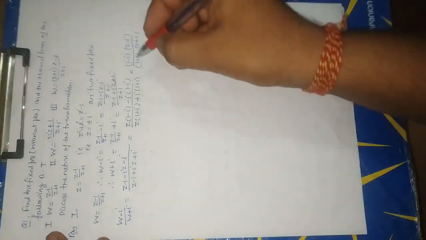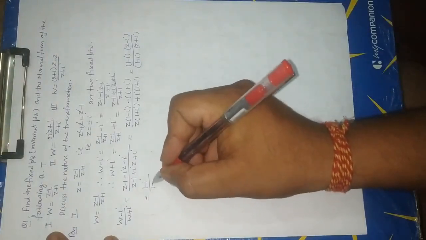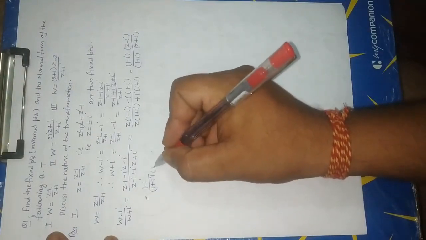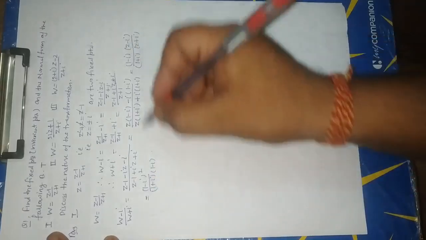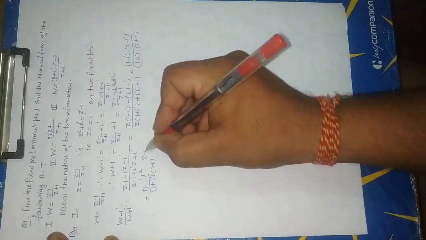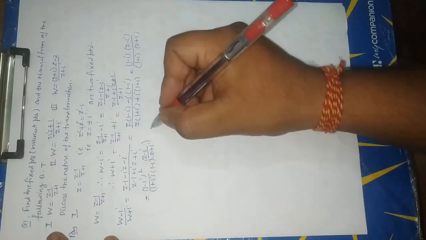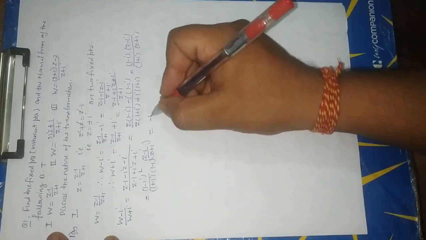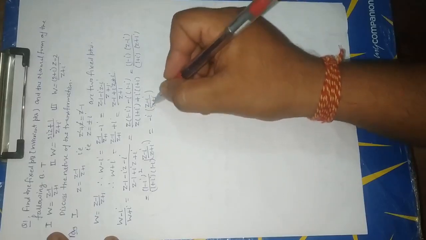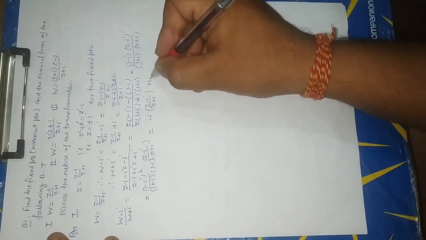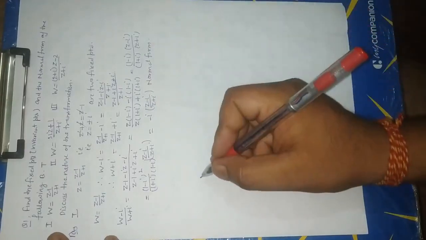For simplification, we divide and multiply (1 minus i) on both sides. Now here the square, (Z minus i) upon (Z plus i) as well. Now solving, we get minus i times (Z minus i) upon (Z plus i). This is the normal form.